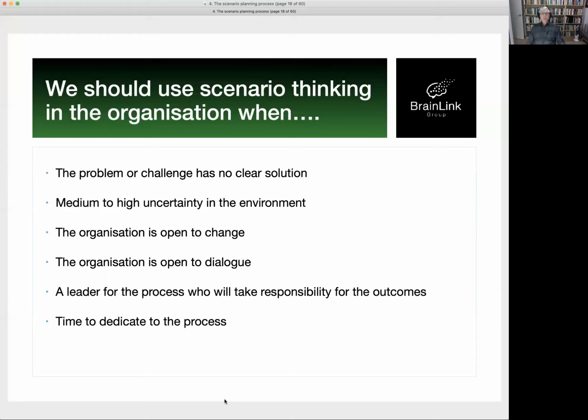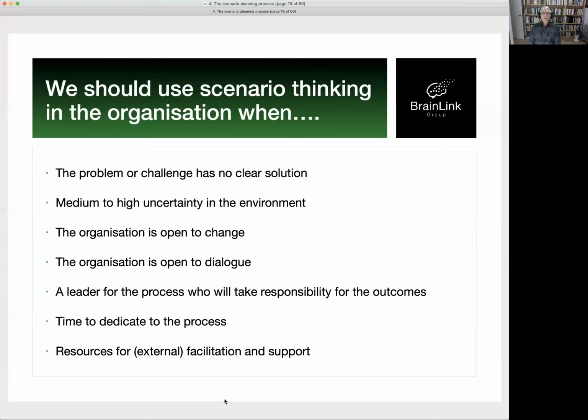There needs to be time. You can't complete a scenario planning process in 2 days or an afternoon or a weekend retreat. You need a little more time. It's going to take you sometimes 4 to 6 weeks to do, and you've got to dedicate the time for that.